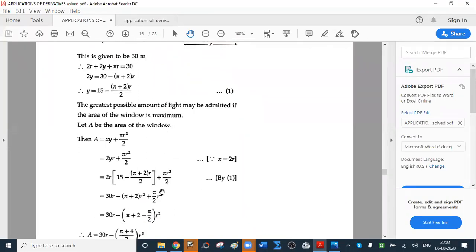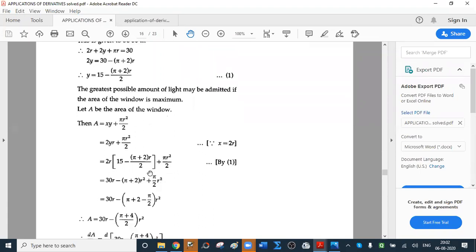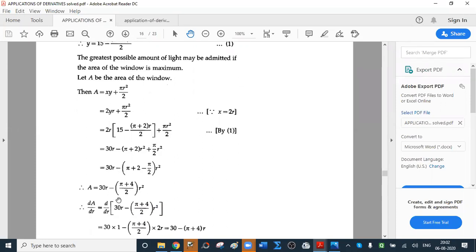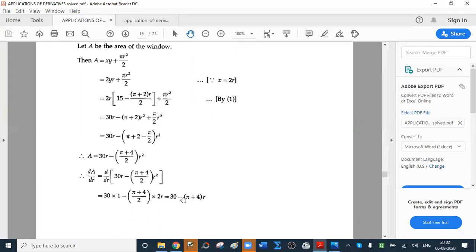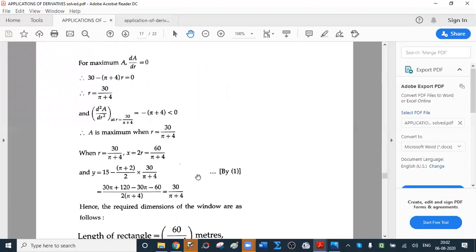Now we differentiate this, or this is further simplified to get what? 30r minus (pi plus 2) r square plus pi by 2 r square. Okay, because from 1 what is y? This is 15 minus (pi plus 2) r upon 2. Because we need univariate data. Now this is A, so what is dA/dr? Find the derivative using usual method. Differentiation is not at all difficult. So this is dA/dr. Okay.